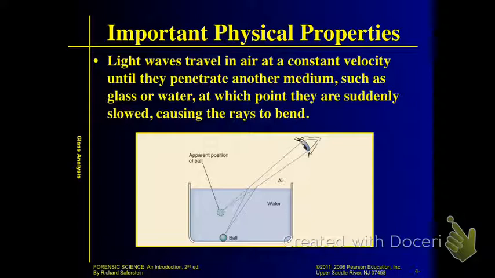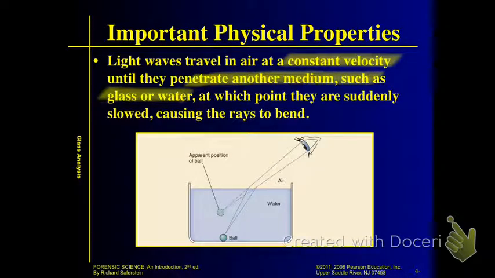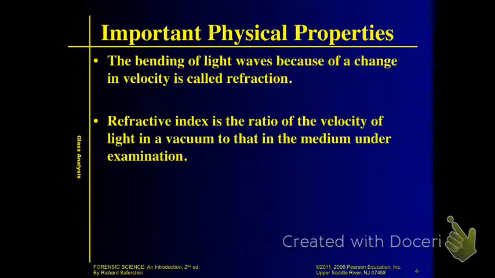This is a little bit of background we also need to know, back to the light waves. They travel at a constant velocity in air until they go to another medium. When they go to another medium like glass or water, they're slowed down, and that causes those rays to bend. The bending of light waves is called refraction.